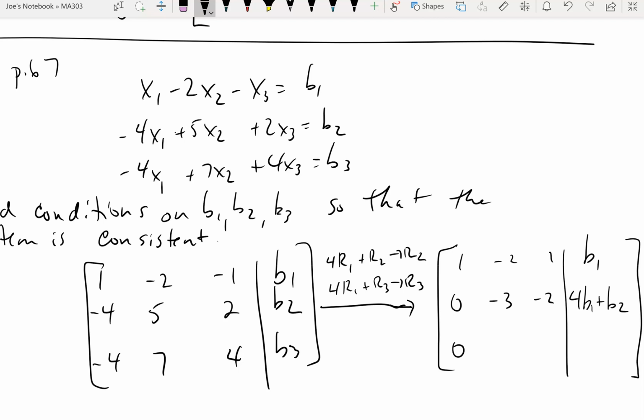Likewise, 4 times negative 2 is negative 8 plus 7 gives me 1. Maybe negative 1. Negative 1. Thank you. 4 times negative 1 gives me negative 4 plus 4 gives me 0. And then the 4 times the B1 plus the B3 is just 4B1 plus B3.